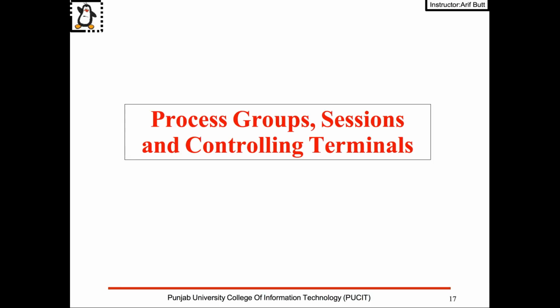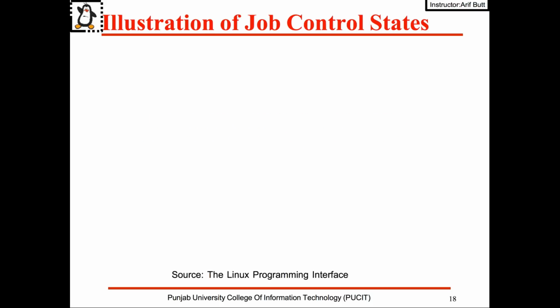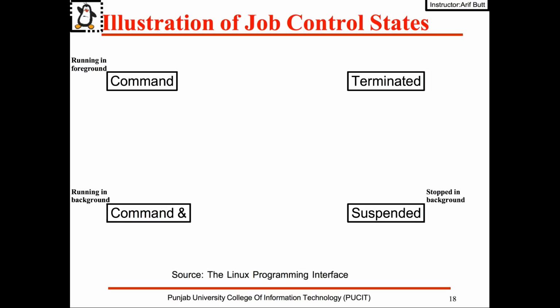Well, before I talk about process groups, sessions, and controlling terminals, let me have a quick recap of job control states. Well, dear students, you all must be knowing that job control permits a shell user to simultaneously execute multiple jobs or commands, one running in the foreground and others in the background. A user on a terminal can use different commands to move these jobs between different states.